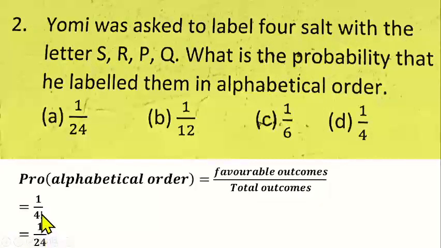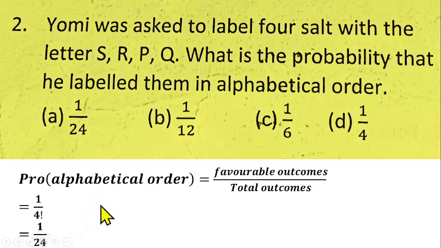4 factorial is the number of ways you can rearrange this, but you can only arrange it in alphabetical order just one time. That's favorable because it can only happen one time out of 24 ways of rearranging these 4 letters. So option A is for question number 2.